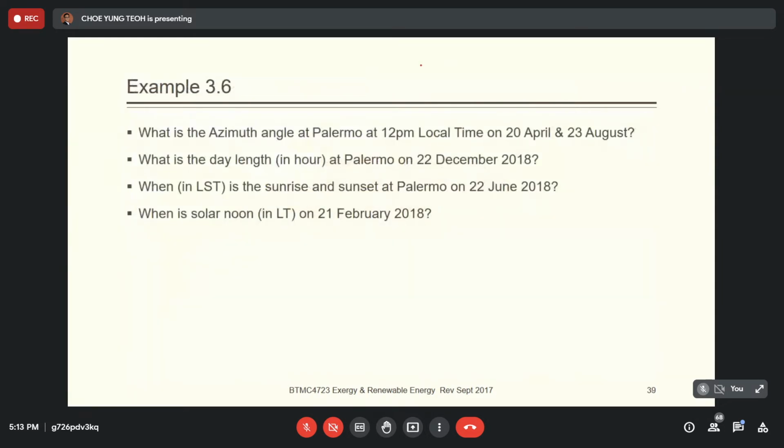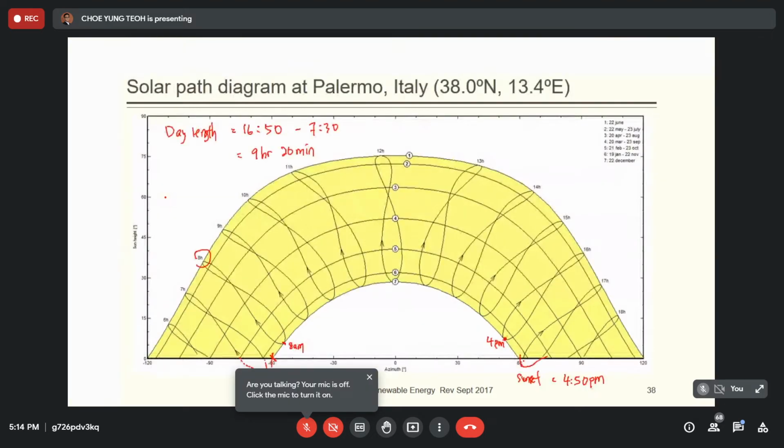Then the next one, when is the sunrise and sunset? This question asks for local solar time, in sunrise and sunset on the 22nd of June. Okay, first question.